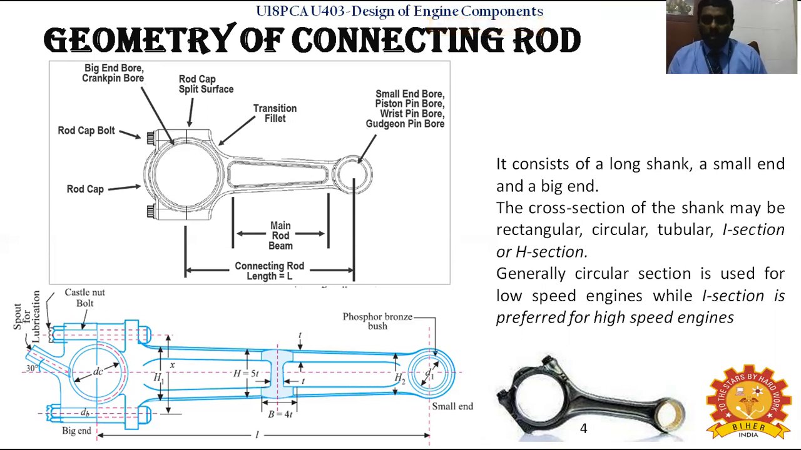You will be able to see the shank portion. That is the mid portion. That is the main rod beam. It has a different cross section. That cross section can be circular, tubular, I section, or H section.